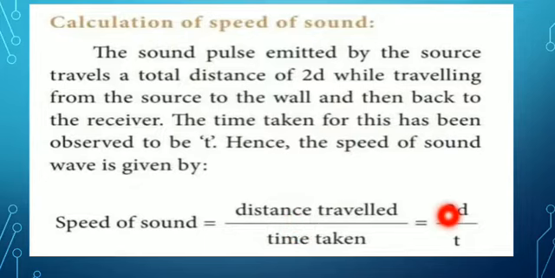So what is the distance traveled? 2d. Therefore, 2d divided by time taken, and that time is equal to t. So the speed of the sound will be calculated as the distance traveled by the sound divided by time, so 2d divided by t. This is a very important formula to calculate the speed of the sound.